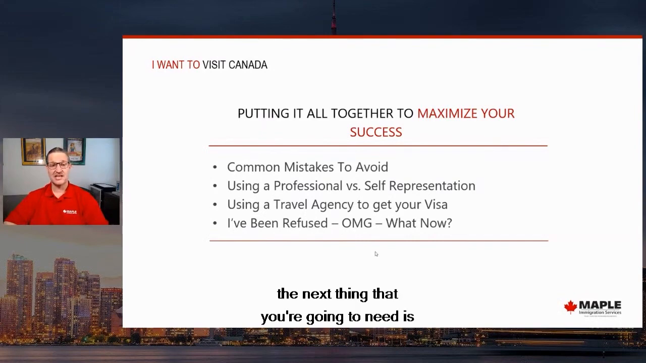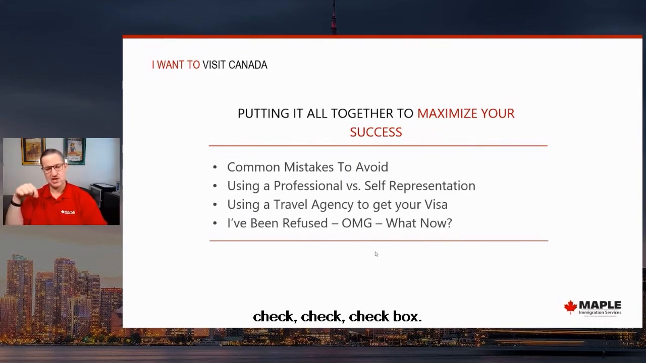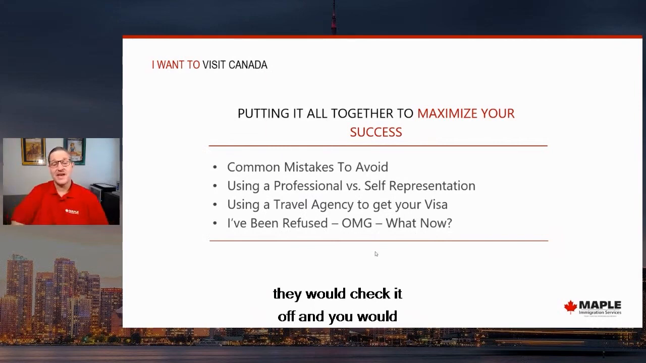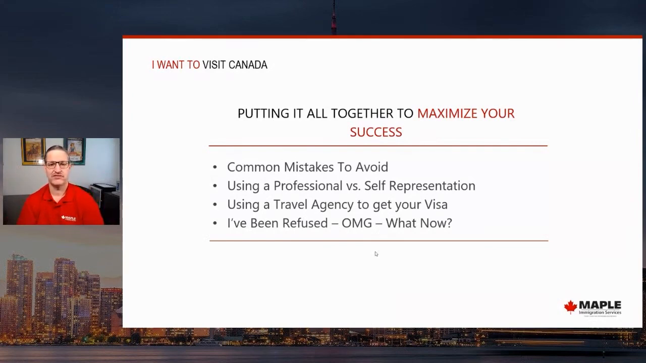The next thing that you're going to need to know is the exact reasons why you were refused. Now, you're going to get a form letter, and they're changing it because of recent decisions that the Supreme Court came out with, the Vavilov decision. But still, it's basically a cookie cutter check box. And that was the old ones. It used to be a bunch of boxes and they would check it off and you would see why you were refused. It was like travel history, financial, whatever. You didn't know exactly what the concerns were.